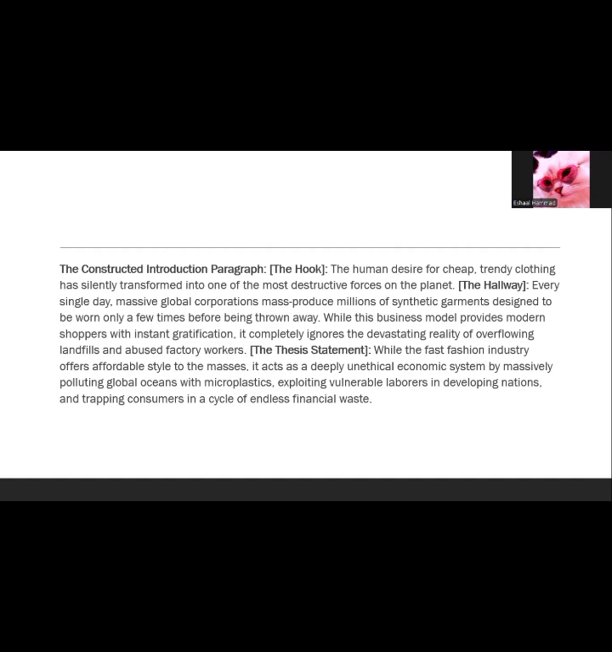Okay. Now the main thesis statement: while the fast fashion industry offers affordable style to the masses, it acts as a deeply unethical economic system by massively polluting global oceans with microplastics, exploiting vulnerable neighbors in developing nations, and trapping consumers in a cycle of endless financial waste. This way, we perfectly use word integration.